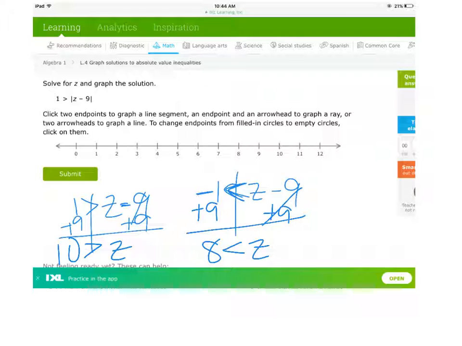We have to keep in mind that we can't use that little shortcut and say, oh, it means it's pointing this way because z is listed second. If I take a look at this inequality, it says 10 is greater than z, which means z is less than 10. So I'm going to have an open point at 10, and my arrow is going to be going to the left. At 8, I have an open point, and because z is greater than 8, my arrow is going to be going to the right. So these would actually be connected points.